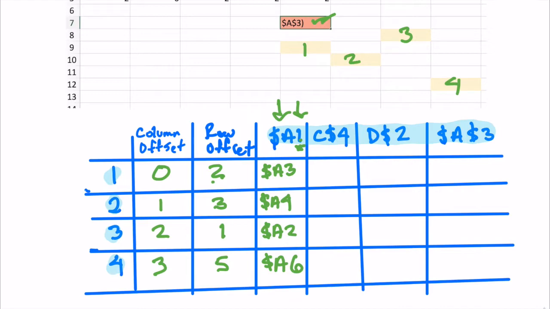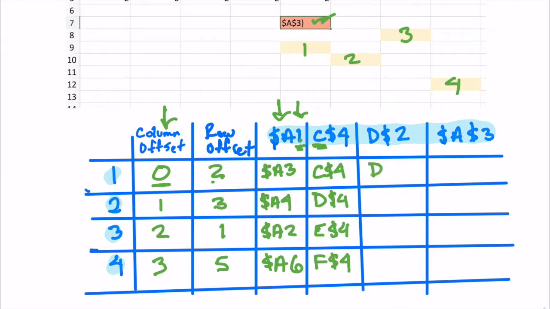Let's look at the next argument. There's not a dollar sign in front of the C, so the column index is going to get incremented. Remember, we're looking at column offsets now. In the first case there's an increment of 0, so we just keep the C. The next one has an increment of 1, so C plus 1 letter is D. The next entry, C plus 2 letters, is E. And the next, C plus 3 letters, is F. Now the dollar sign tells you that you don't increment the row. You just copy that straight down.